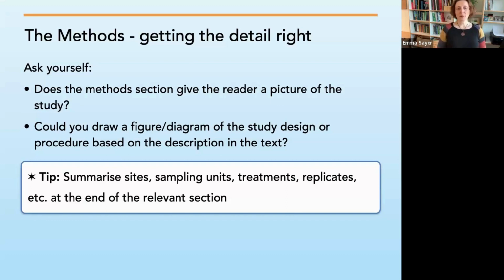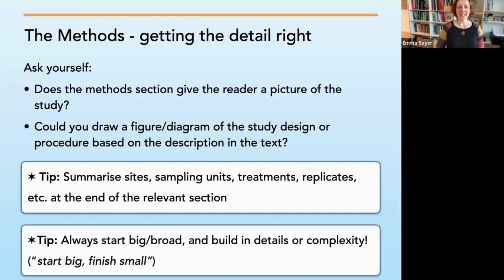A second tip is again, start big, finish small. So you'll often see in papers, the first thing everybody writes is the study site, and they give the climate, and they might give the soil type, or they might give the bedrock or something like that. But you always start big, the whole site. This is the region or the area or the continent that I did my study on. This is what's relevant. This is the broader climate, and then this is the specific site.